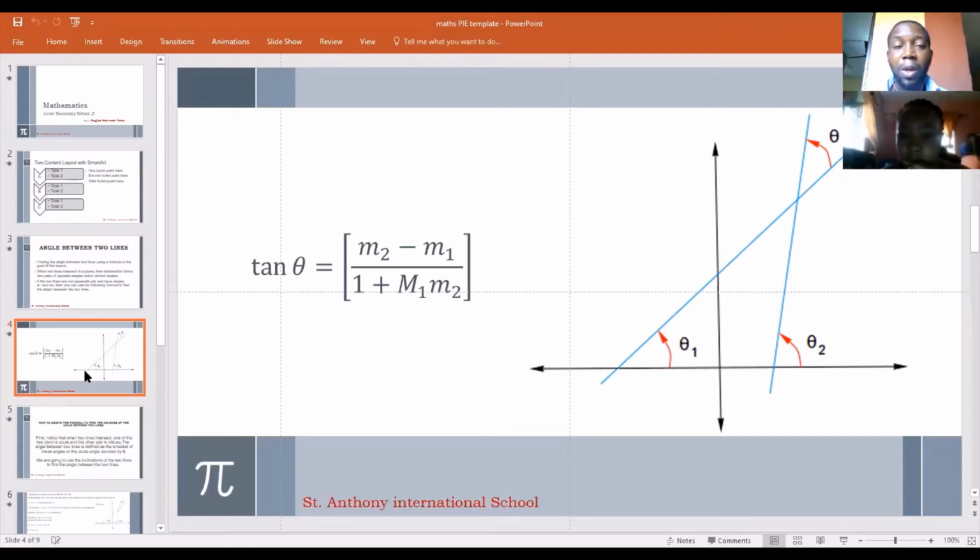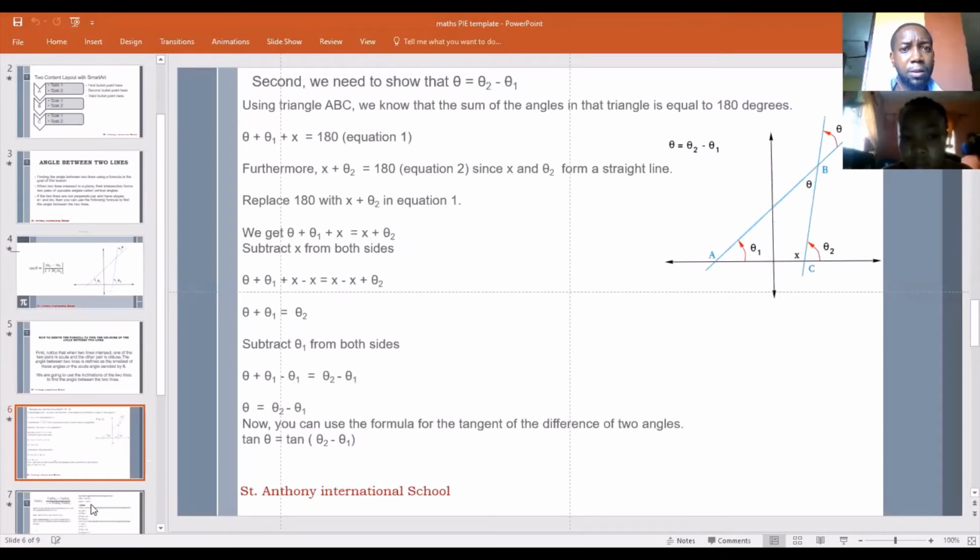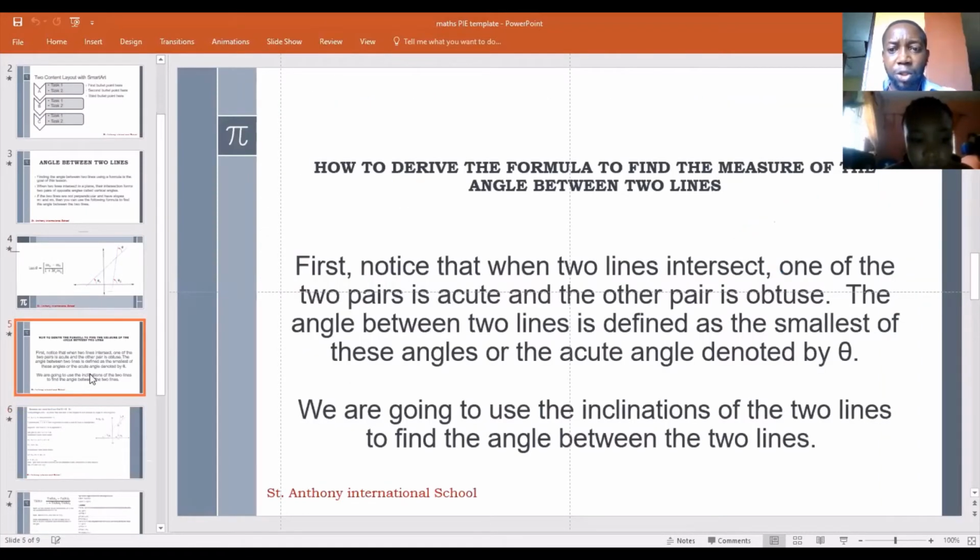Have you written the formula down? Tan theta equals open bracket M2 minus M1. Yes, sir. I've written it down. Okay, good. All right. So, like we said, we are going to use the inclination of the two lines to find the angles between the two lines. This was what we said.